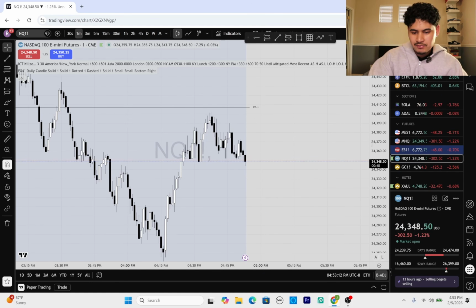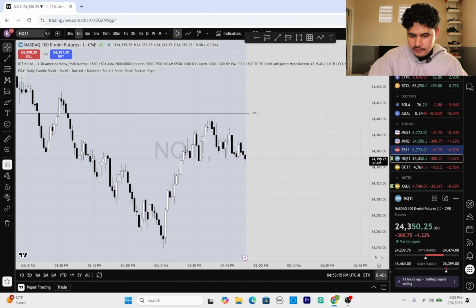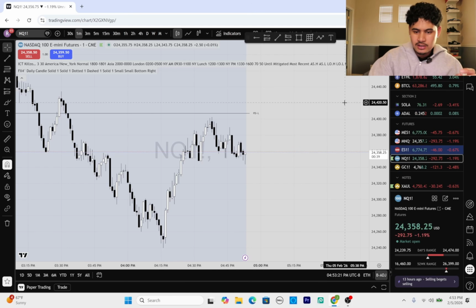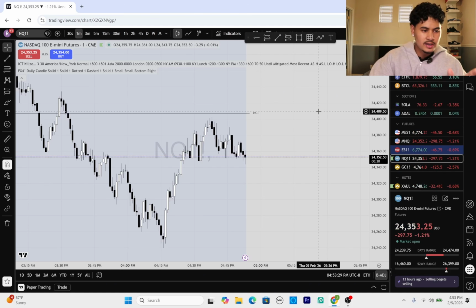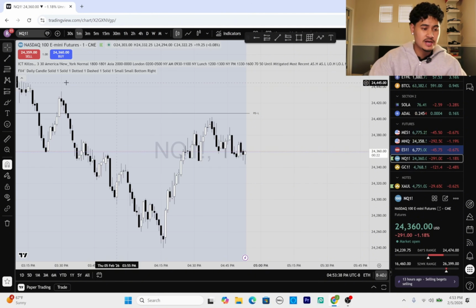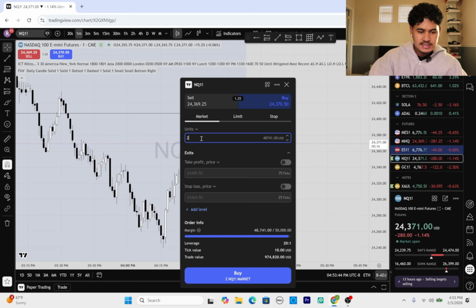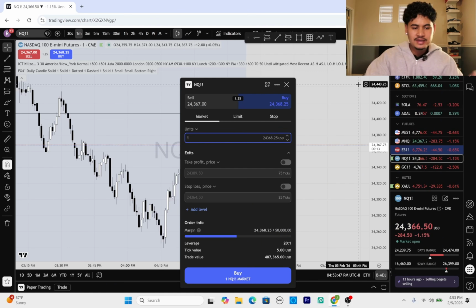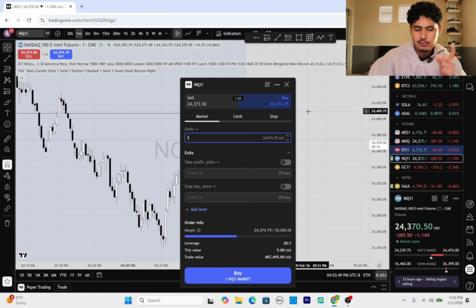24,348. For every point, 1 point is basically when it goes from 24,420 to 24,421, that is 1 point. Every point that it moves, that is $20. So just understand that every point it moves is $20 with one contract. So if we take a buy right here, if you see we ask for units right here, if you have one, that means you want to buy one contract. So every point it moves, it's going to be $20.